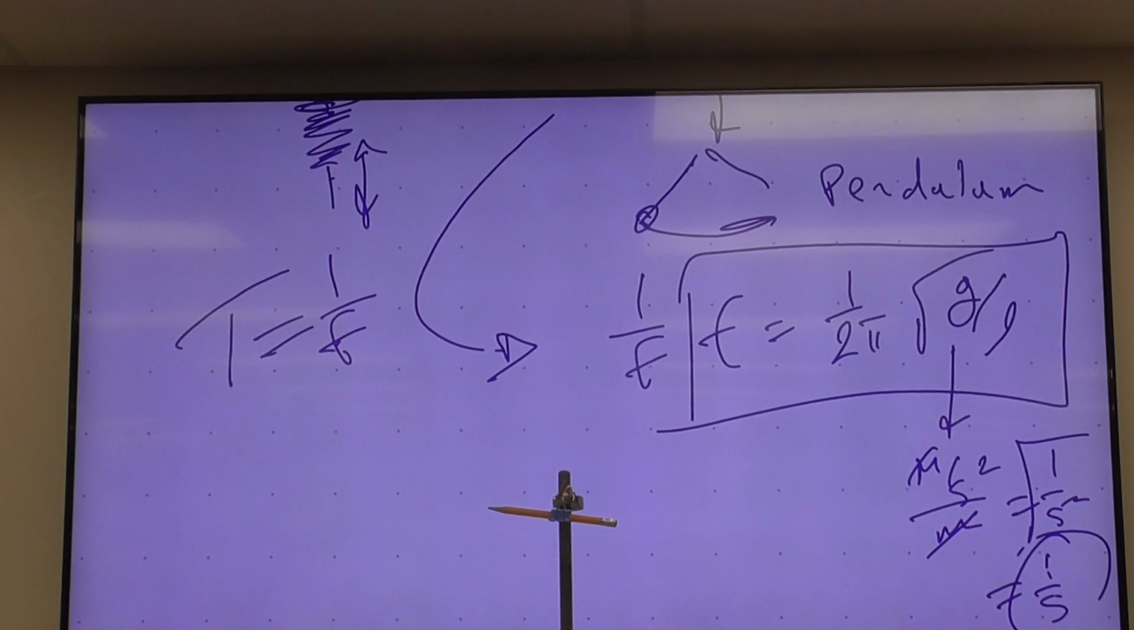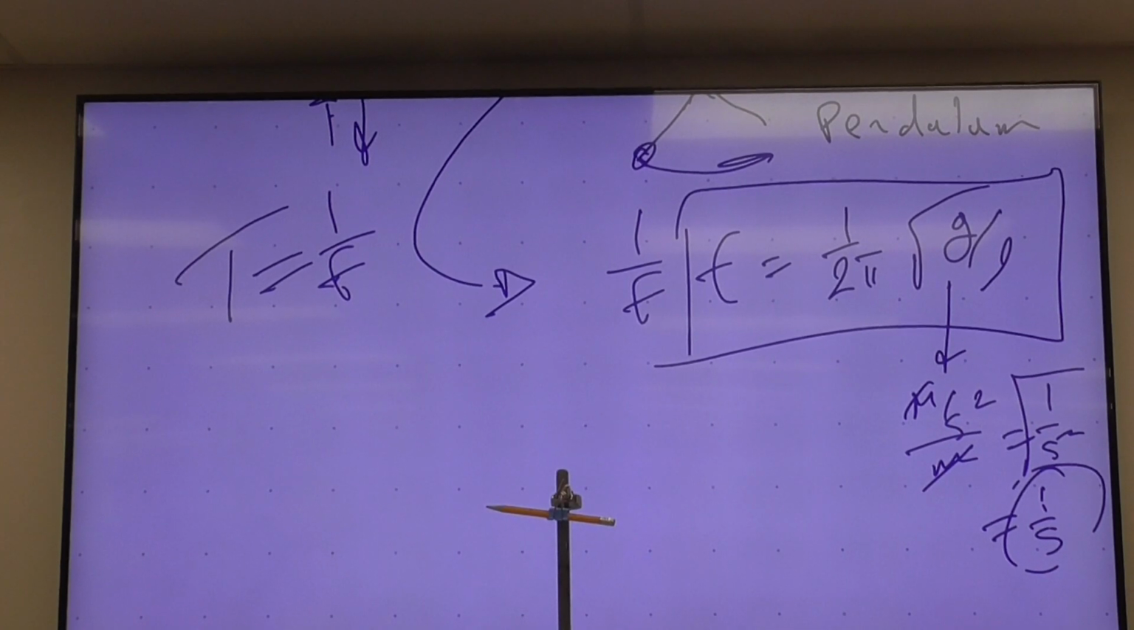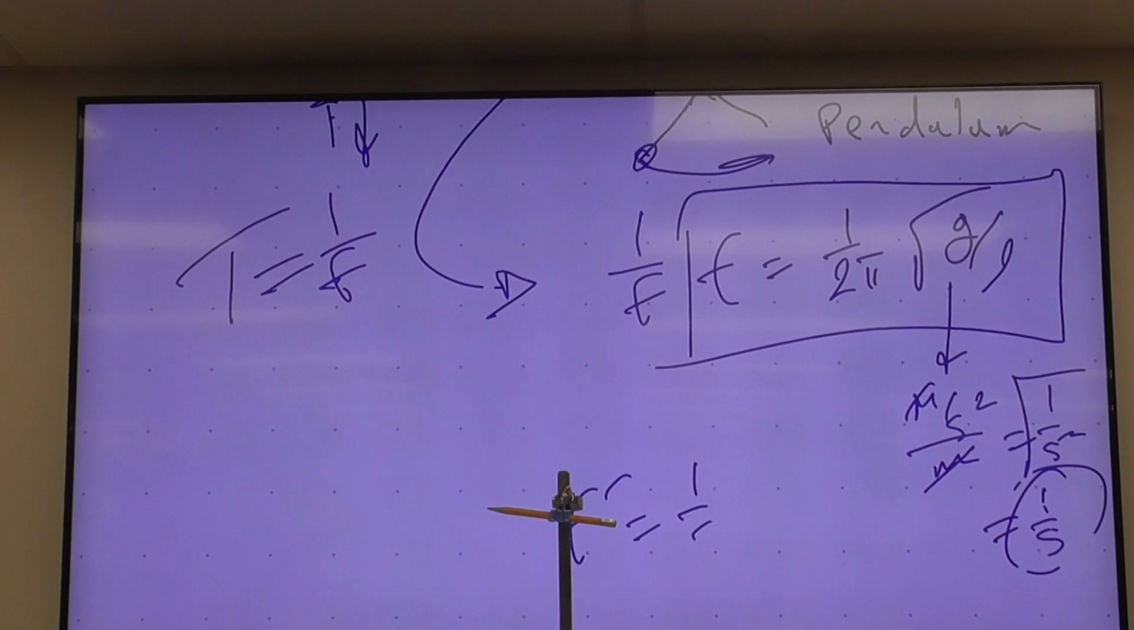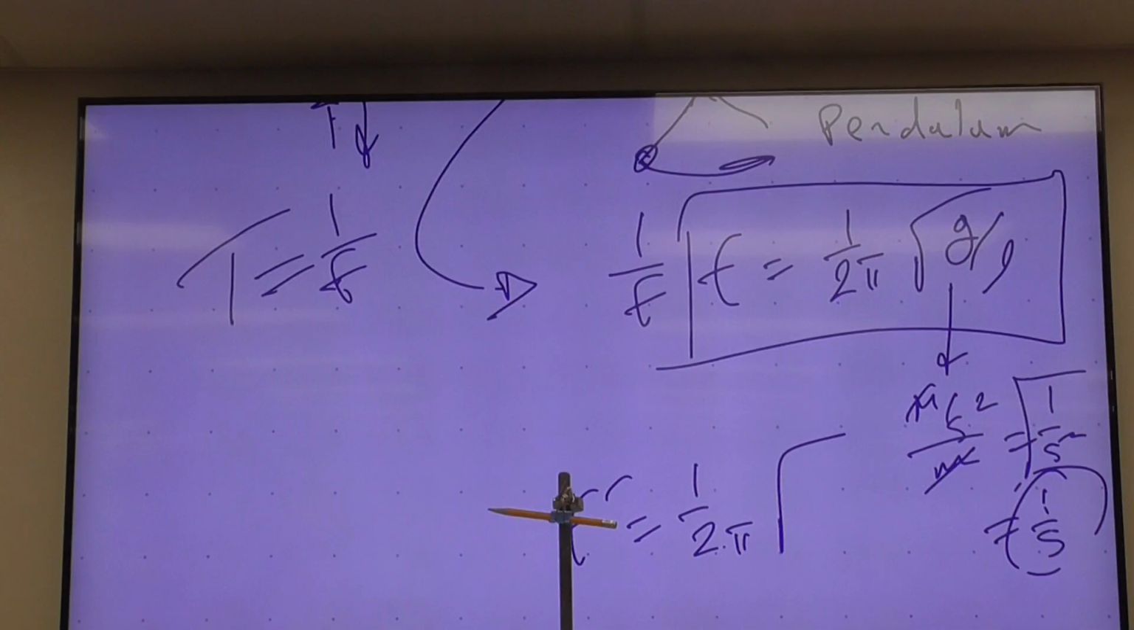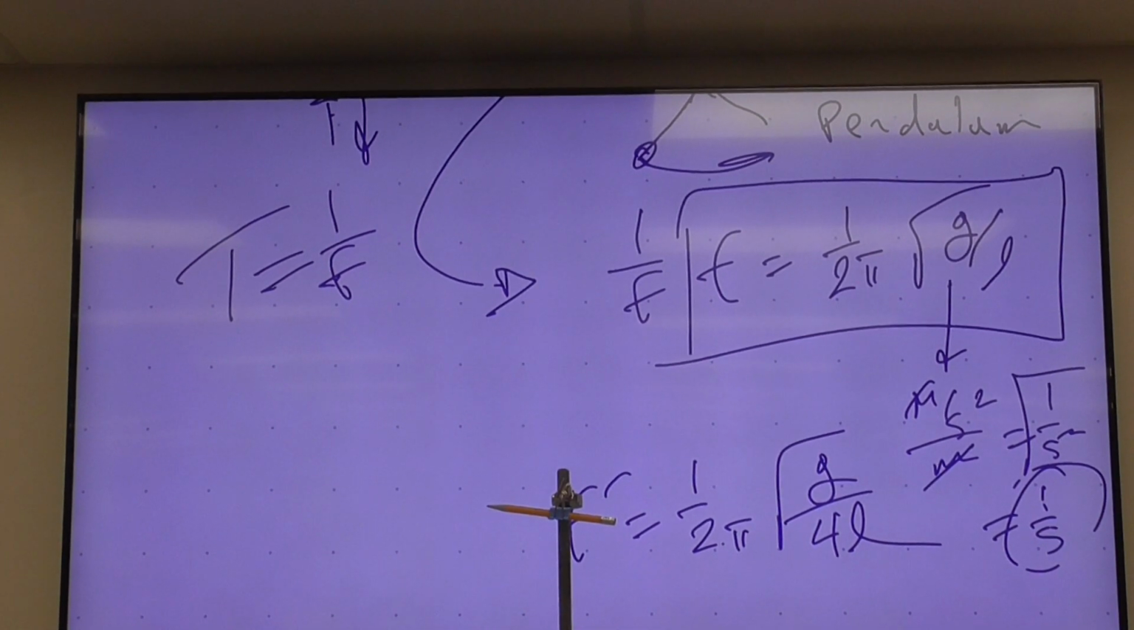So then, once you figure that out, you can go, okay, well, that new frequency is going to be 1 over 2 pi times the square root of g over 4L. Well, what's the square root of 4? 2. Okay, there you go. All right.